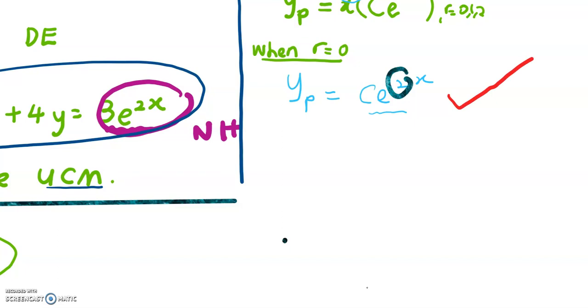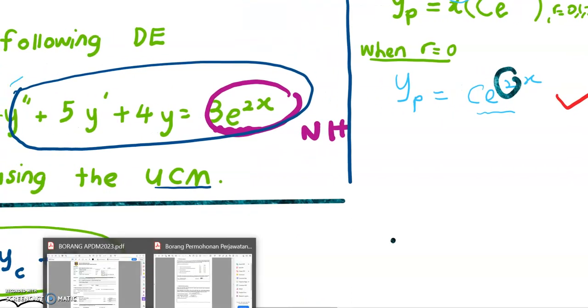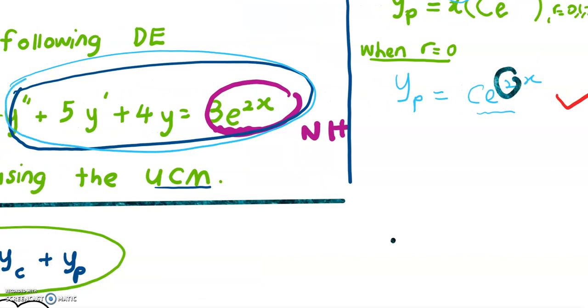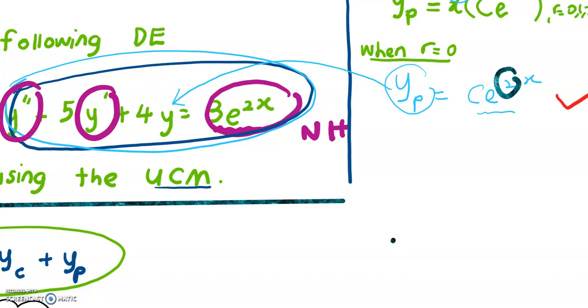Lepas tu saya nak buat apa? Lepas tu kita kan nak masukkan target kita nak masukkan dekat dalam kita punya soalan kan. Masuk dalam soalan ni kan. So that kita kena differentiate 2 kali lah. Sebab apa? yp ni dah ada dekat, boleh masuk dekat y. Tapi kita tak jumpa lagi y prime apa, y double prime apa. So nak dapat y prime dengan y double prime tu, kita kena differentiate dekat yp lah, y particular.